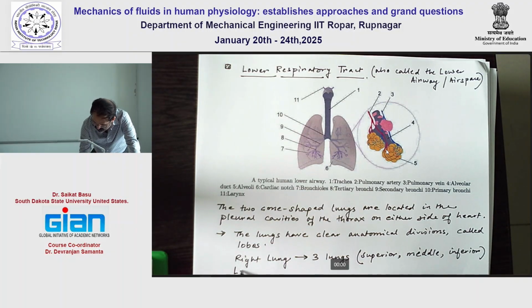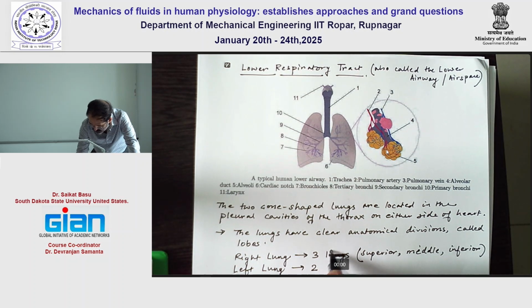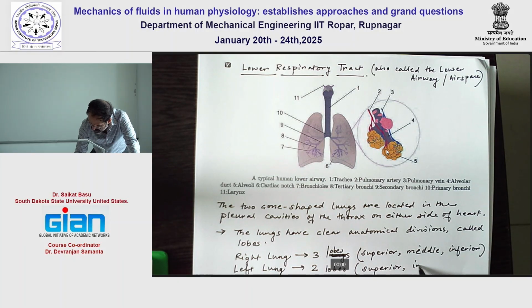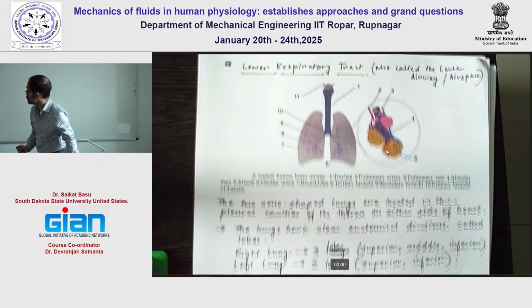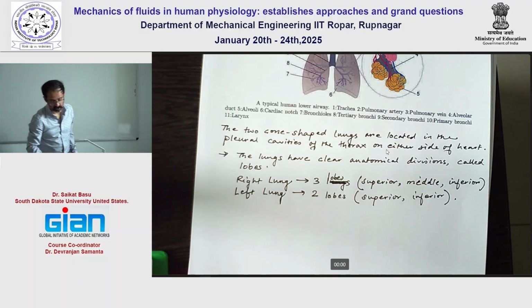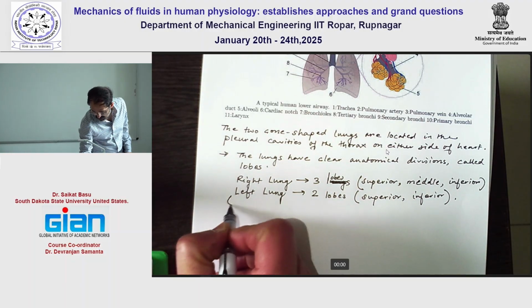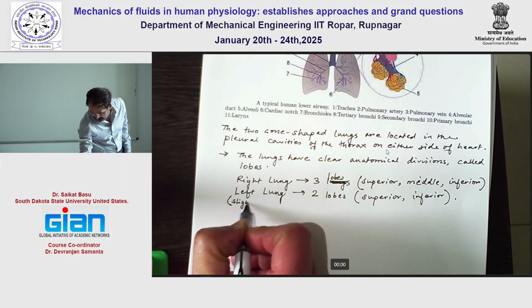And then the left lung has 2, sorry, this should be 2 lobes, not 2 lungs. So 3 lobes in the right lung and 2 lobes in the left lung, just superior and inferior. Okay, so as a result, because of the 2 lobes in the left lung, this is also slightly smaller than the right lung.